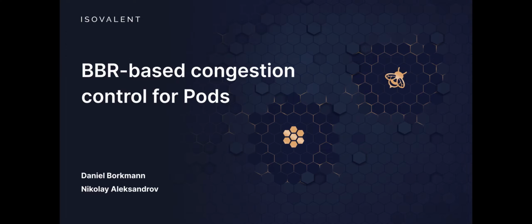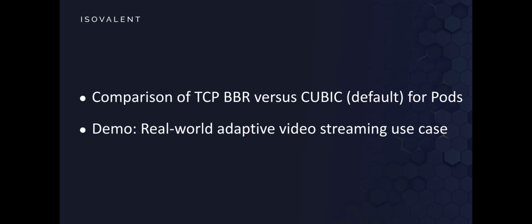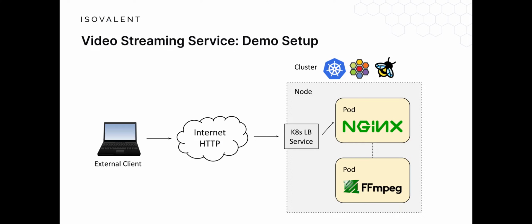Hello, today I'll present a demo of Cilium's new BBR feature, which enables you to use the BBR congestion control algorithm. I'll compare BBR and Cubic, which is Linux's current default congestion control algorithm, by showing a real-world adaptive video streaming use case consisting of a service which uses FFmpeg that produces HLS playlists and video chunks for two video profiles, HD and low, with different bandwidths.